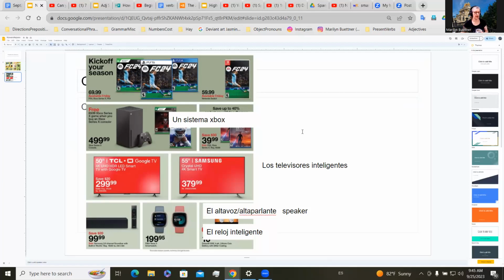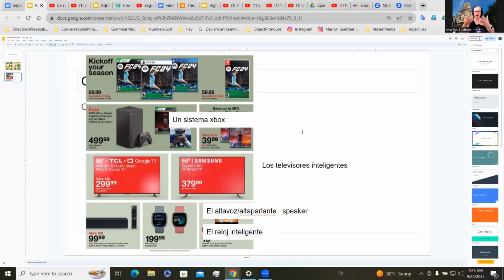See if you can guess which tag goes with that. ¿Cuál es el producto que cuesta 99? El altavoz, altoparlante. Sí, eso es, sí. El altavoz, hay dos términos y depende de la región. Altavoz or altoparlante, ¿sí? Son speakers, ¿sí?